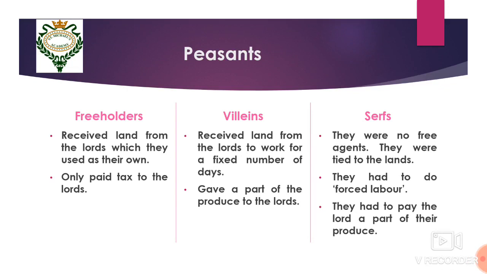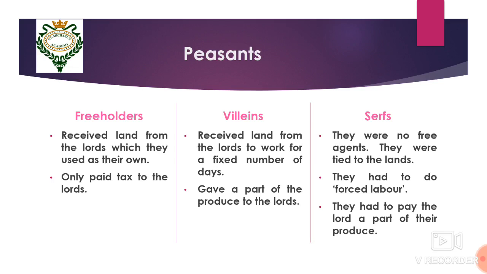Now, the second type was villeins. They received land from the lords to work for a fixed number of days, and in return, they gave the lords a part of the produce. The final section was called serfs. They were the peasants of the lowest category.